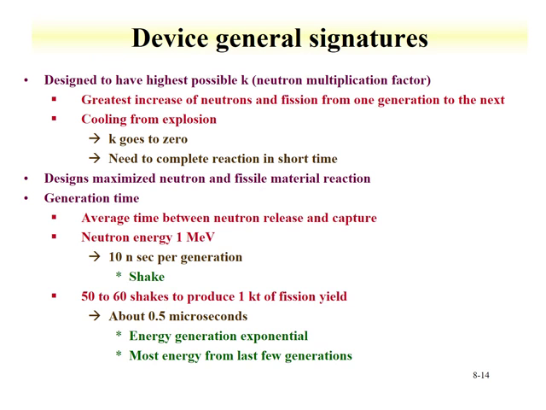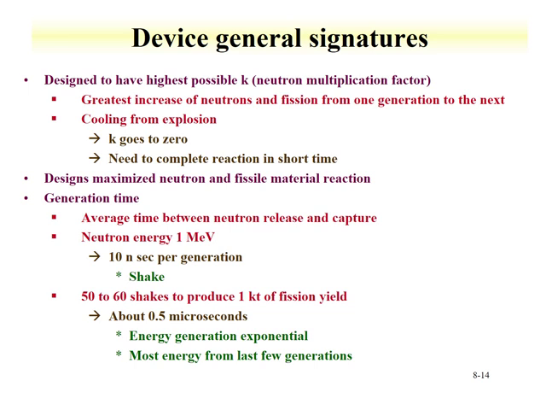We're going to conclude this lecture with a discussion of some very general signatures and devices and how those are used for nuclear forensics. Generally speaking, a device would like to have the highest neutron multiplication factor. So this increases the neutrons and fissions from one generation to the next. Designs of devices try to maximize this, and one of the terms used is a generation time, and it's the average time between a neutron release and a capture.